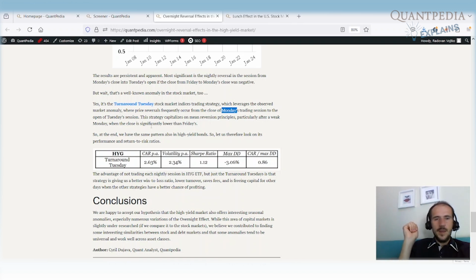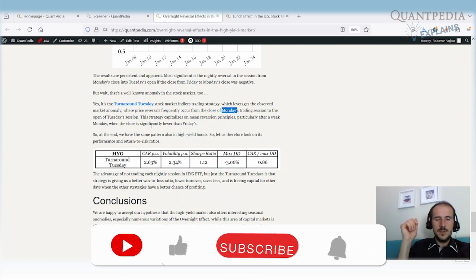So I hope that you like this small effect with nice performance and nice return to risk ratios.